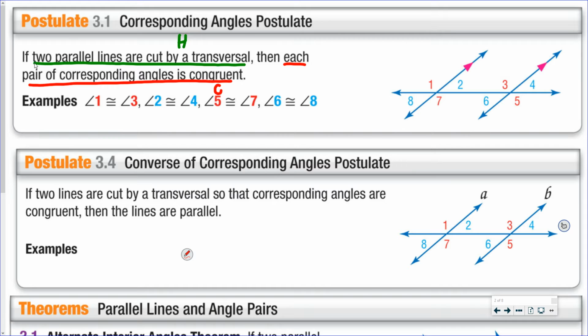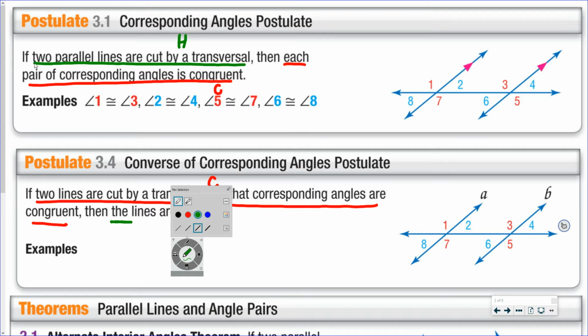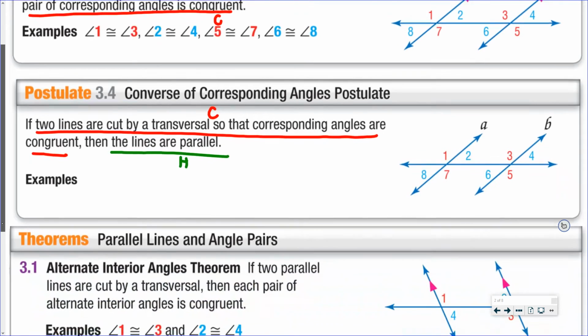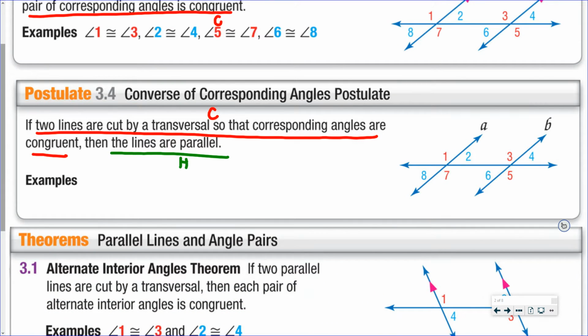So we'd say, if they're cut by a transversal, if the angles are congruent, then we can conclude the original hypothesis, that they're parallel. Okay, it works in the converse. So in this example, you can see this is labeled the converse of the corresponding angles. This is the one we already know. This is the new one for us.